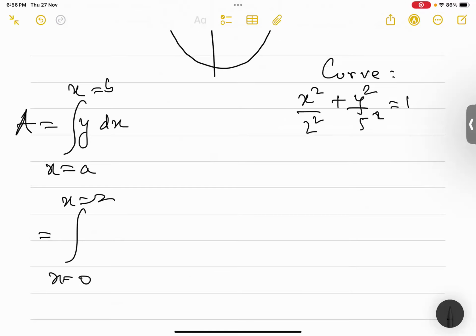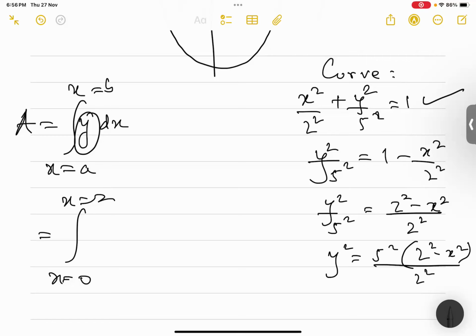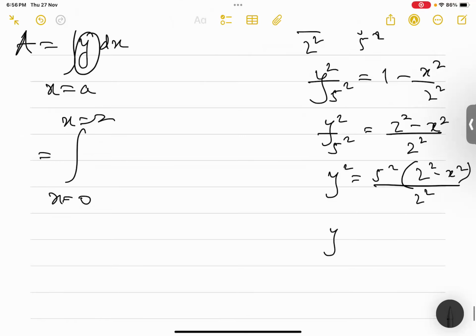0 to 2. The y value we will get from the curve. So, stepwise procedure: y square by 5 square is 1 minus x square by 2 square. Y square by 5 square is 2 square minus x square by 2 square. Y square by 5 square is 2 square minus x square by 2 square. Y is equal to the root of 5 square times 2 square minus x square, divided by 2 square.